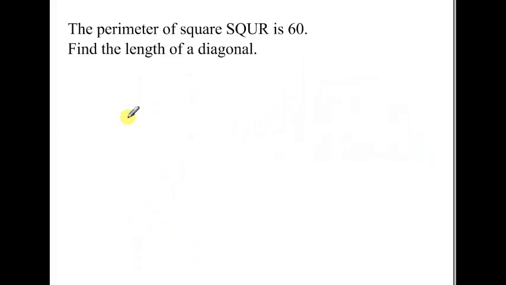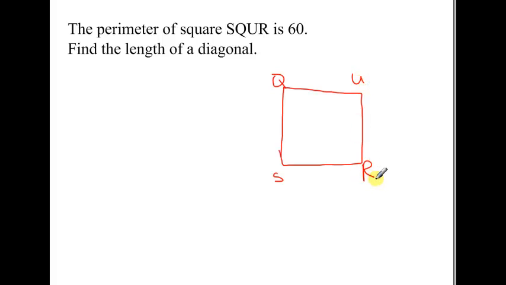Let's try this next one. No picture, it's up to us. So let's go ahead and sketch a picture of a square. And I'm going to start right here with S, work my way around, Q, U, R. The perimeter of our square is 60. The perimeter is all the way around, 60 total.